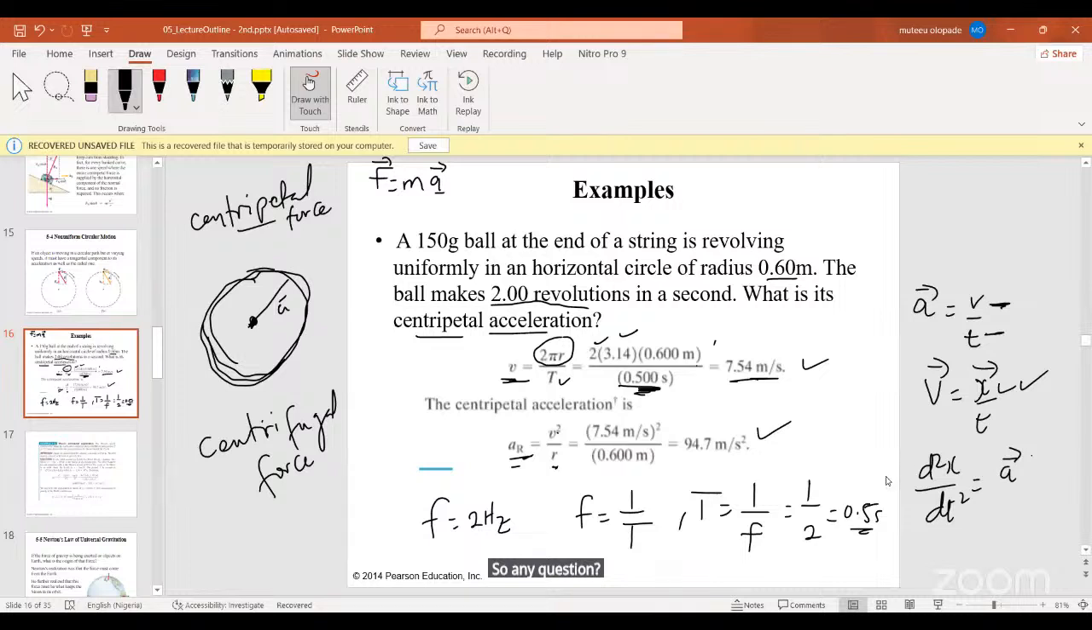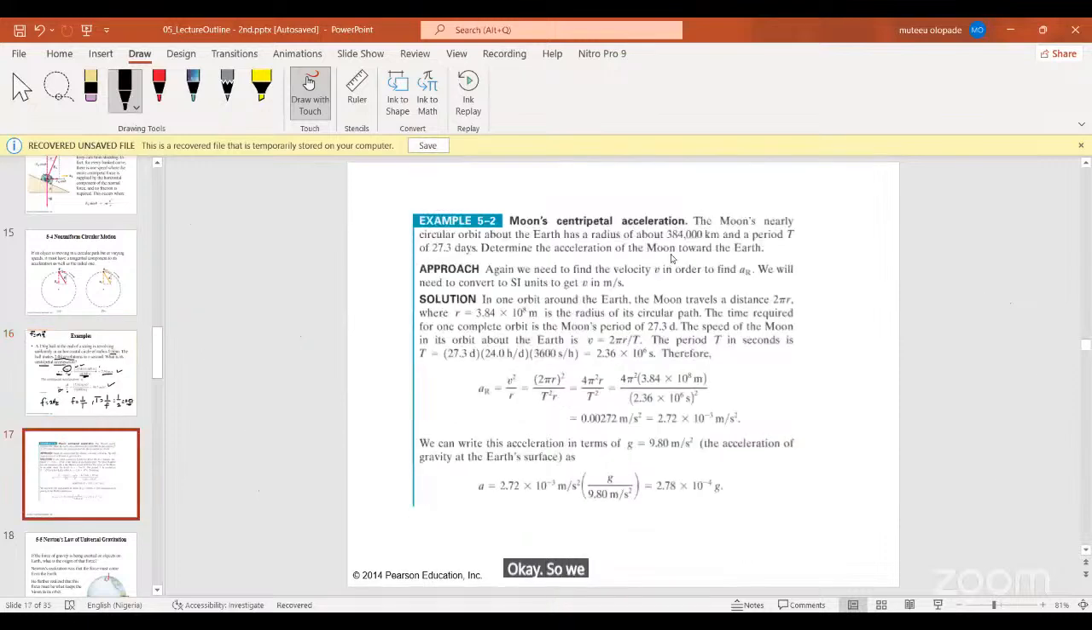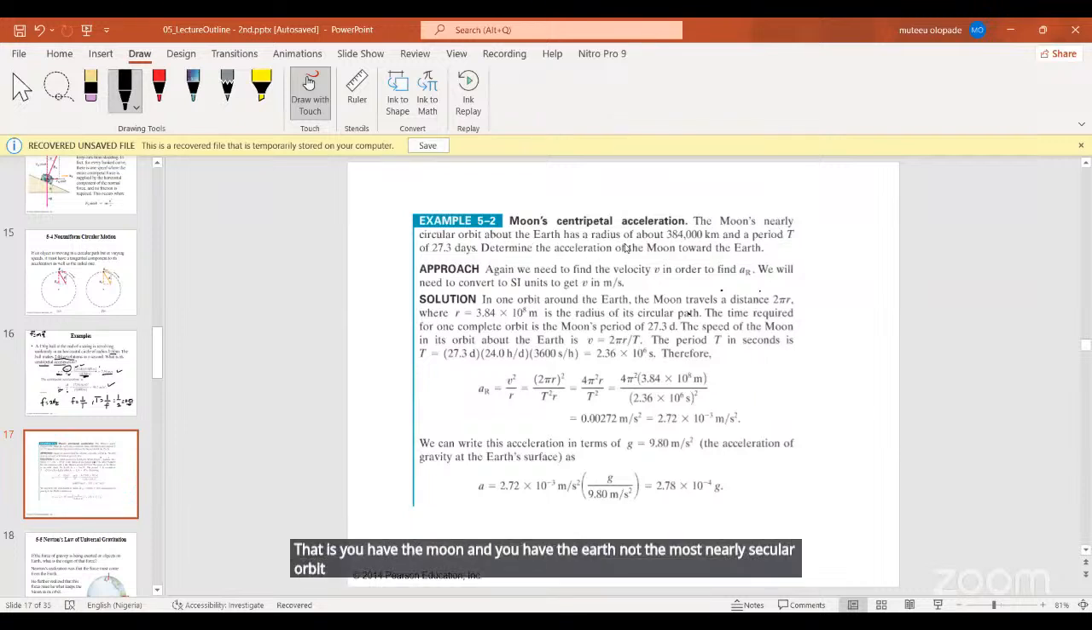No, sir. Okay. So we then move on to another simple question that we can solve together here. This is pertaining to celestial bodies. That is, you have the moon and you have the earth. Now, the moon's nearly circular orbit about the earth has a radius of about 384 kilometers.